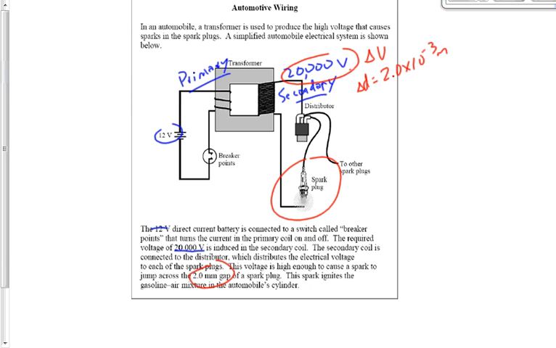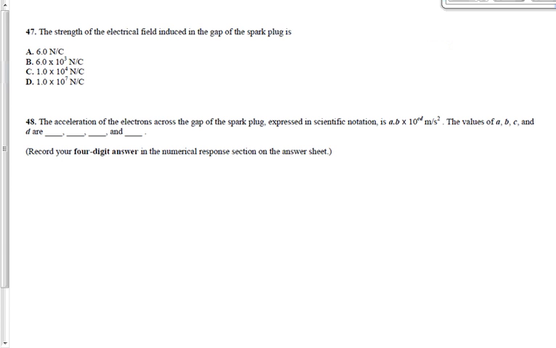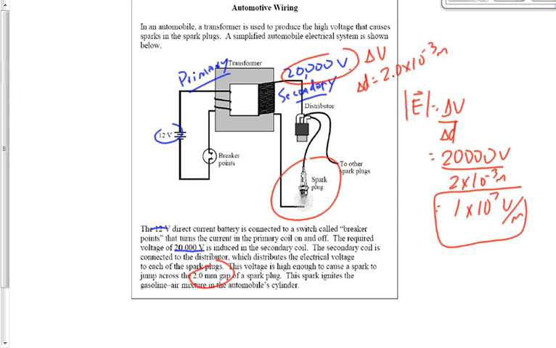It looks like to find the electric field there, we're going to say E is equal to delta V over delta D. Okay? Electric field between two parallel plates. 20,000 volts divided by 2 times 10 to the negative 3 meters gives me what? That's 2 times 10 to the 4, 1 times 10 to the 7, is that right? 1 times 10 to the 7. We could say volts per meter, or we could say newtons per coulomb. The answer for that one would be D.